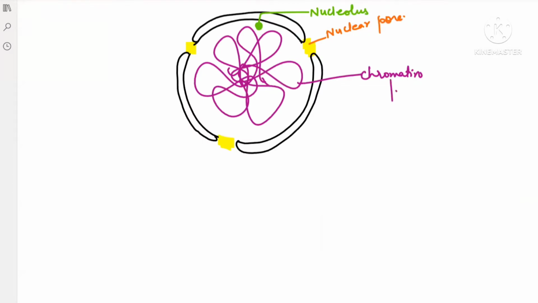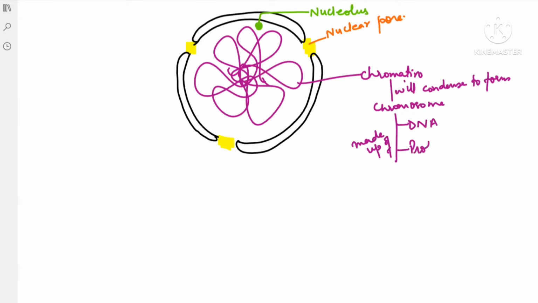Now see here, beta. Chromatin will condense to form chromosome at the time of cell division. That is why we say that in place of the nucleus, you find chromosome in the cell at the time of cell division. Now, what is chromosome made up of? Chromosome is made up of DNA and protein. Now, which protein? They are made up of histone proteins.